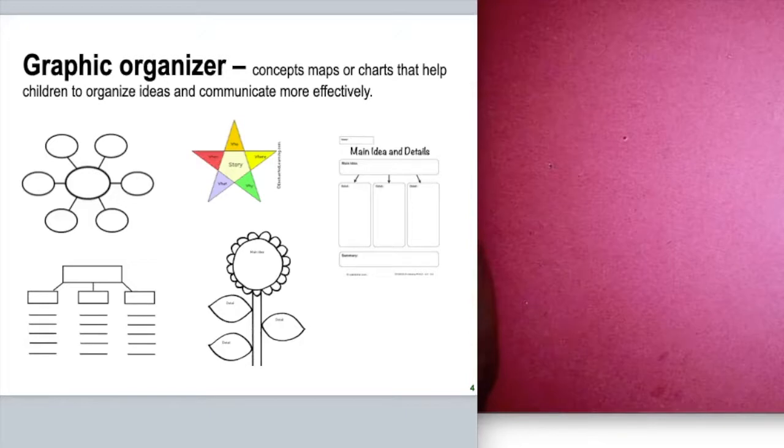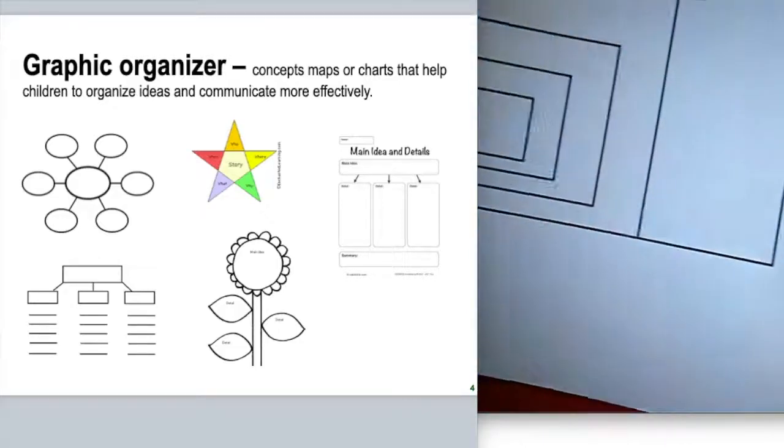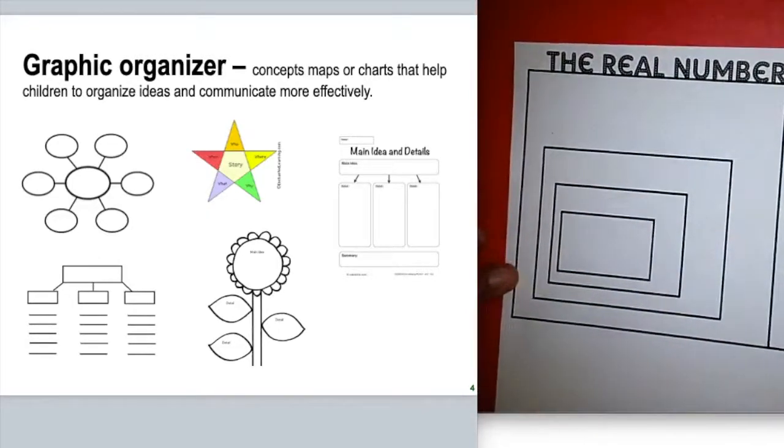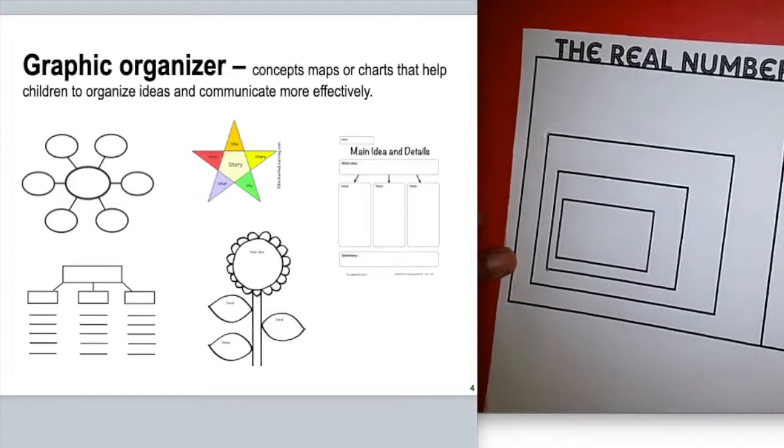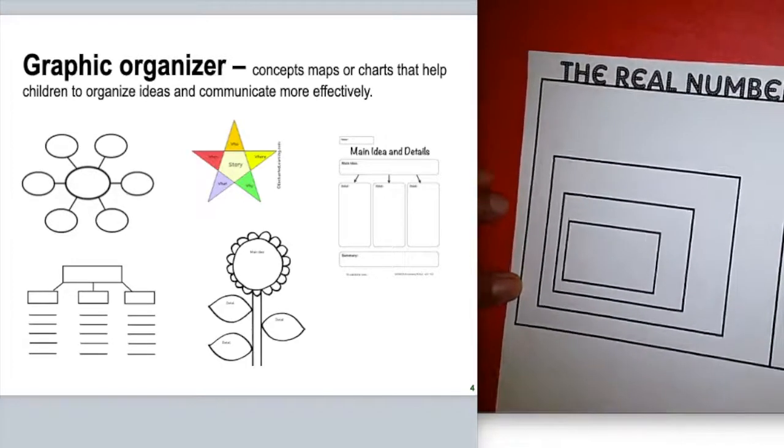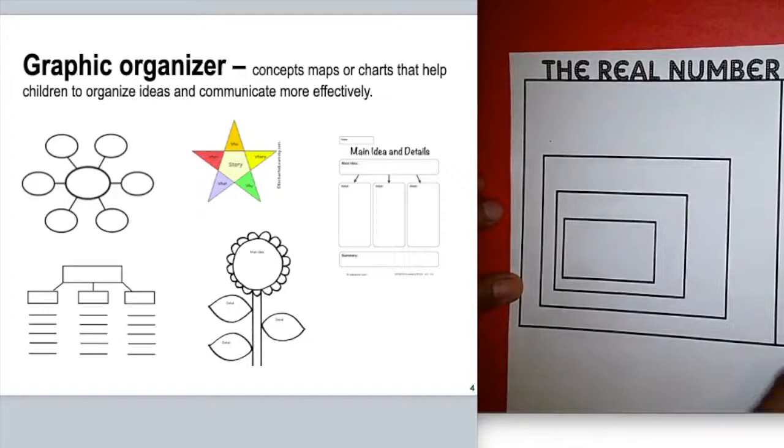A graphic organizer is some type of concept map or chart that will help children to organize ideas. We are going to use a graphic organizer to display the sets within the real number system. We're going to fill in this graphic organizer.